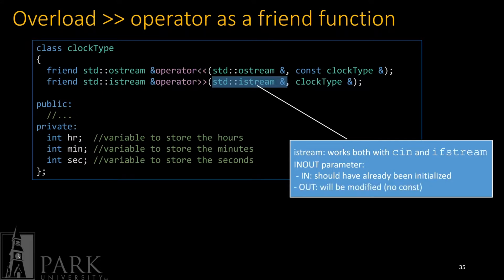And it needs to be initialized to a valid input stream object when the function is called, and we will be modifying it after we extract data from it. Because remember, we're going to read something from it and take that out of the stream, and then we're going to pass that stream on as a return type.